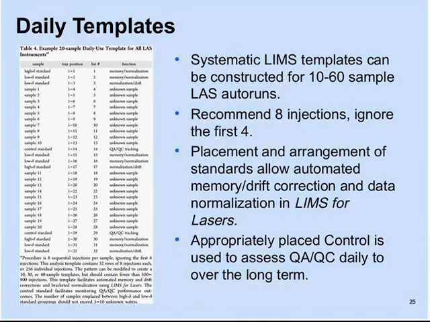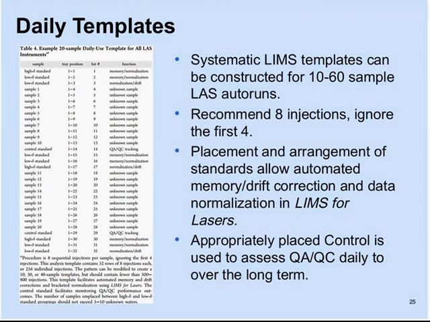And this is just a simple example of a 20-sample template, but we use the same principles here. We use couplets of high and low standards, bracketed normalization, drift correction, and intersample memory correction, and it's just showing you here how a sequence could possibly look. In general, we recommend 8 injections, ignore the first 4. Now, that may change, of course, as instruments improve. It may be slightly reduced, but certainly this would be a good conservative place to start.